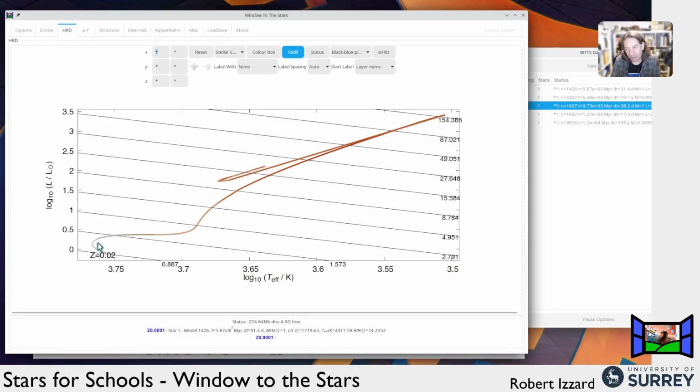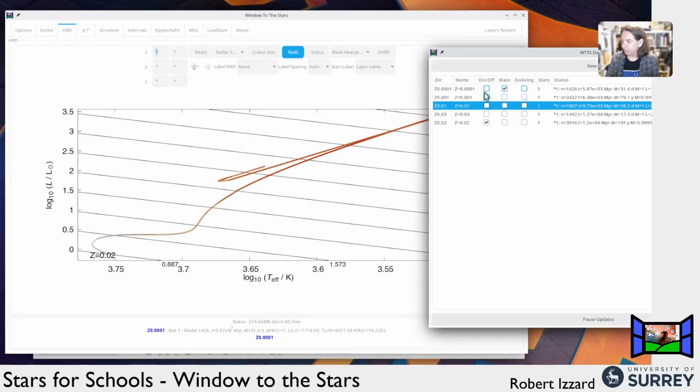But you see, as it gets older and evolves up this track, the radius increases. It starts crossing the line here, it's 4.9, and then it goes to 8.7, and it gets bigger and bigger and bigger. Now, what stops the sun expanding is when it ignites helium in the core. And in this particular model, that's right here.